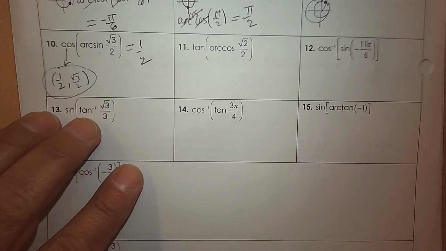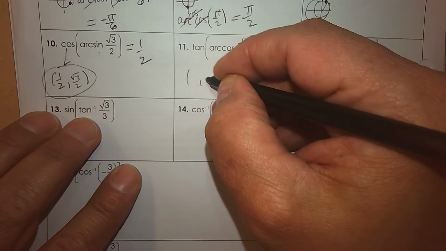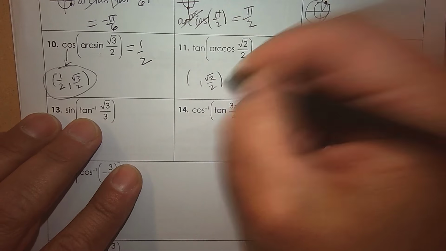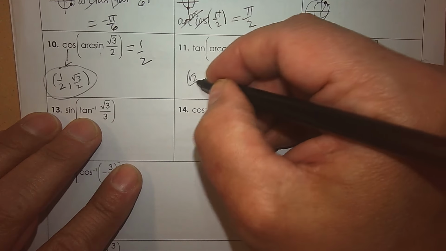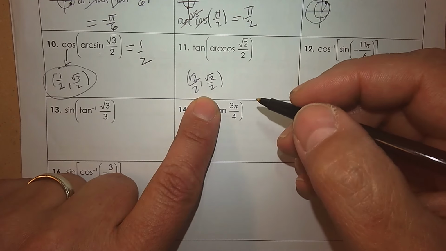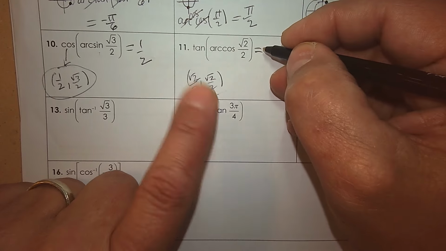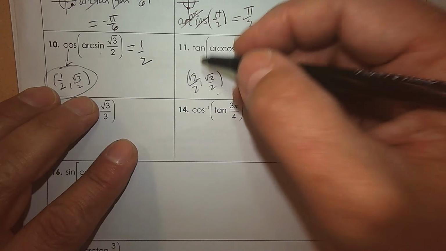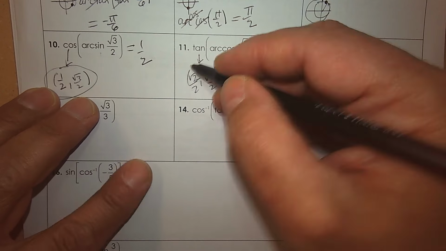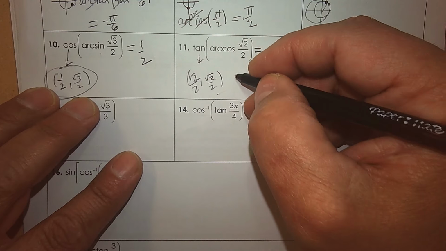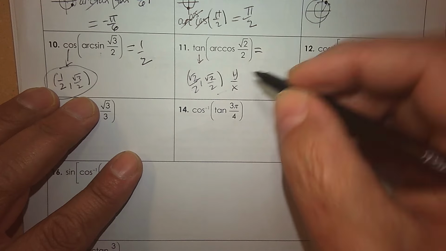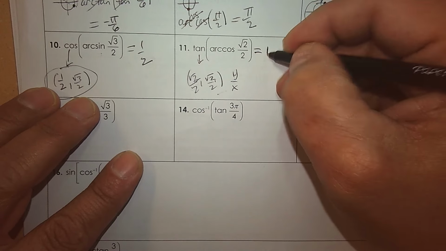So what's the point that goes with root 2 over 2? So the x coordinate's root 2 over 2. That means the y must be root 2 over 2. That's Batman and Robin. And what angle is that point? Well, the angle doesn't matter. It just matters what tangent is using that point. So by definition, tangent's y divided by x. So y divided by x, and the answer is 1.